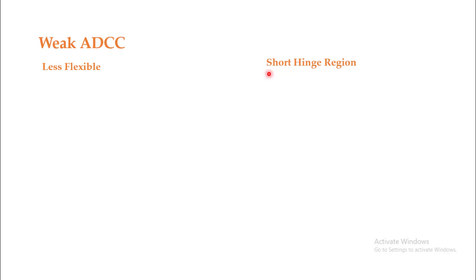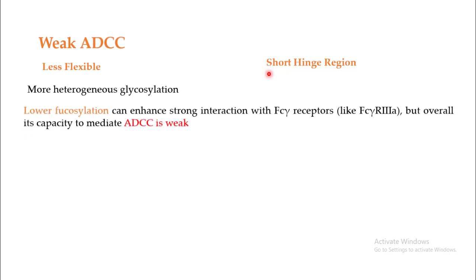The structure of immunoglobulin G2 is less flexible, and it has a more heterogeneous glycosylation pattern when you compare it with the other subclasses of immunoglobulin G. Now, as I've told you, immunoglobulin G2 has a lower fucosylation as compared to the other classes, and you might be wondering whether the lower fucosylation is actually an activator, enhancing the strong interaction that makes it a strong activator of ADCC.